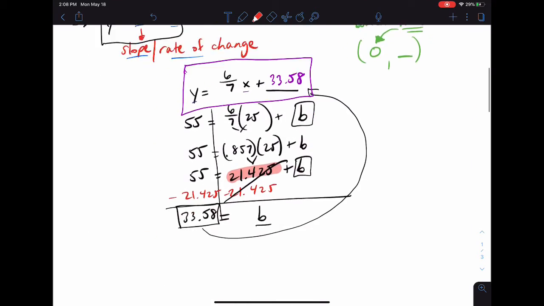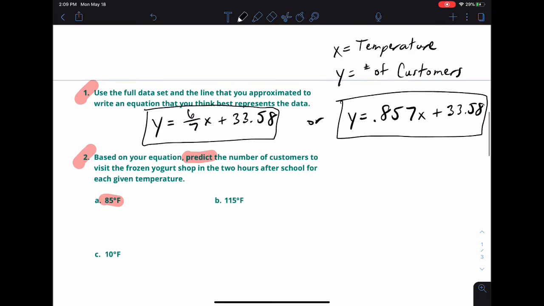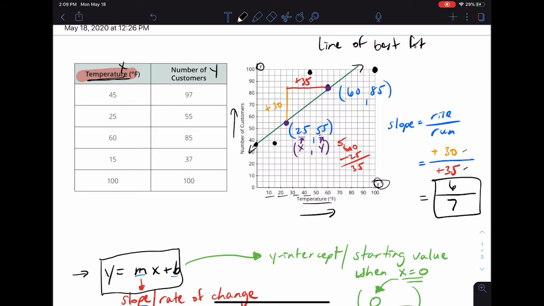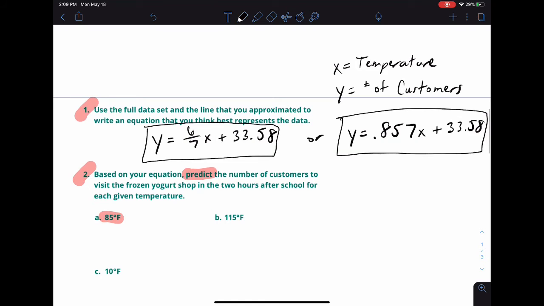So let's say it was 85 degrees. How many customers would they expect to have? That's what they're asking. Well, we know that X is the temperature. How do we know that? Here, two ways. And how do we know that Y is our number of customers? Well, here and here. That's how we know. So anywhere we see X, that means temperature. Anywhere we see Y, that means customers.